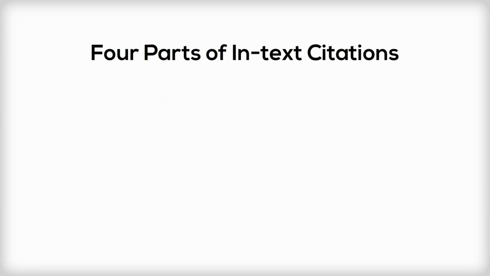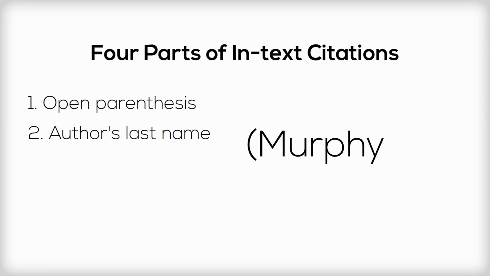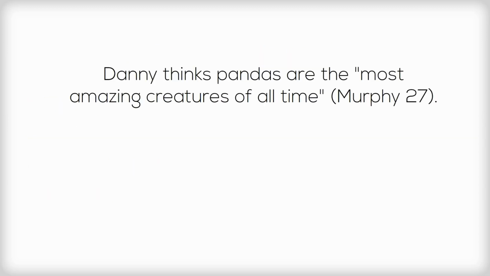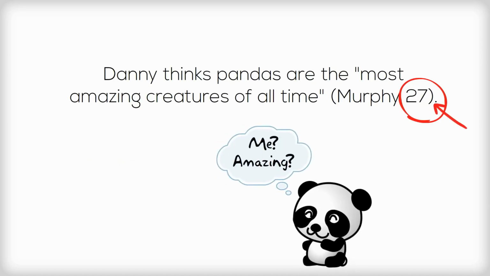In-text citations have to be written in a special way. They require 4 things in this order: an open parenthesis, the author's last name, the page number that you found the information on, and a close parenthesis. In-text citations are placed inside the sentence, so make sure that the period is outside of the parentheses.